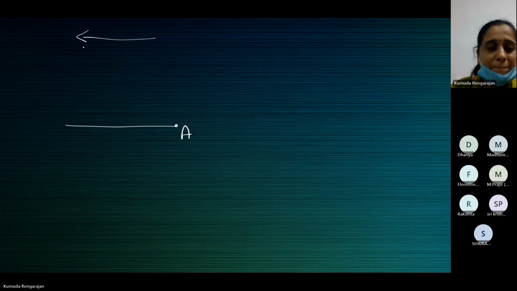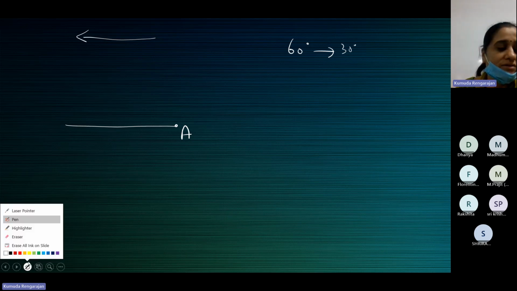This is the ground level. This is the point A. The flight is going in this direction because it's moving away from the point. Why? Because the elevation is reducing from 60 degrees, it becomes 30 degrees. Yes, ma'am. The elevation is reducing from 60 to 30. That means it is moving away from the point.